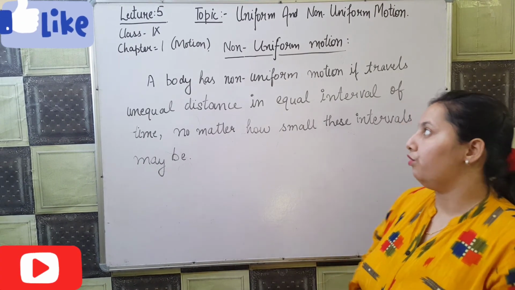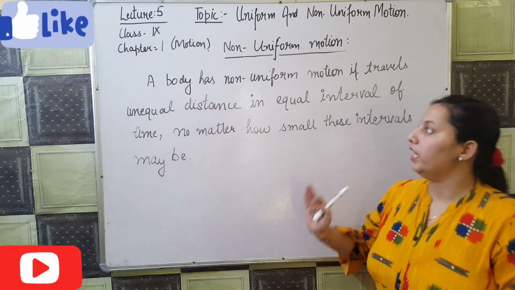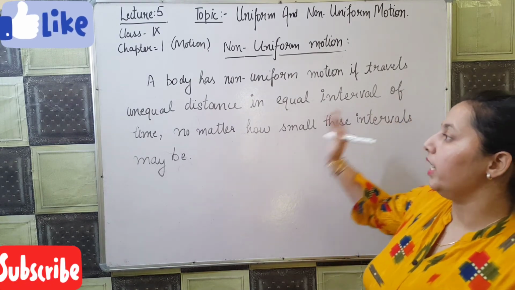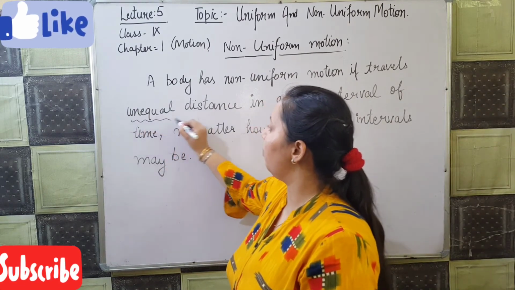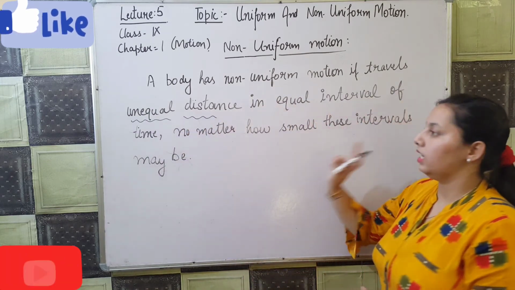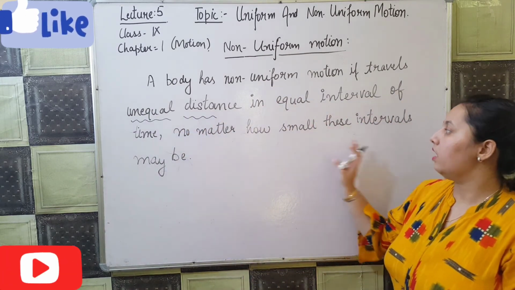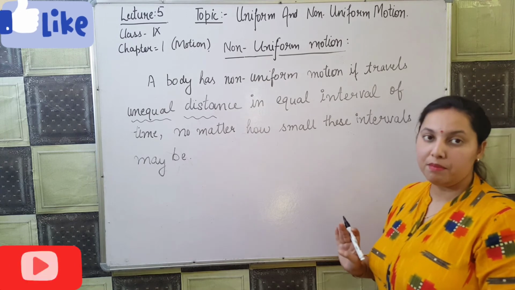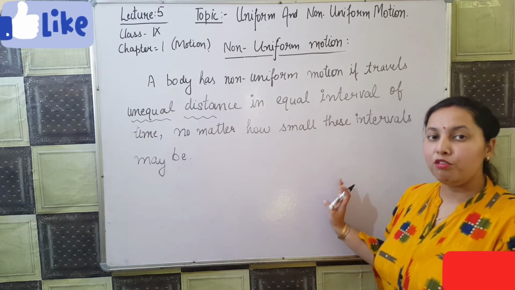Next is non-uniform motion. When a body has a non-uniform motion, it travels unequal distance in equal interval of time, no matter how small these intervals may be. Let's understand with the help of an example.